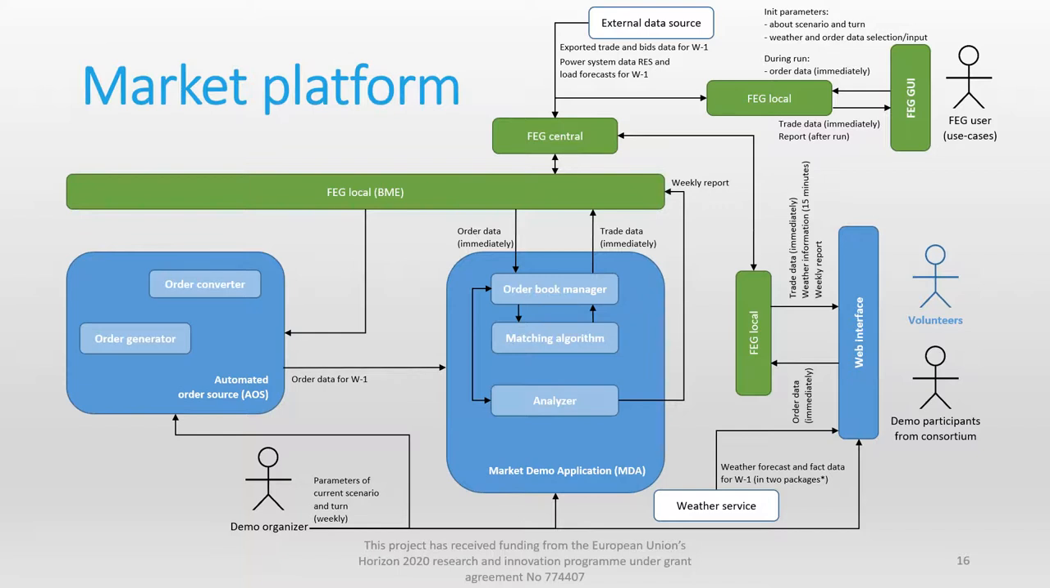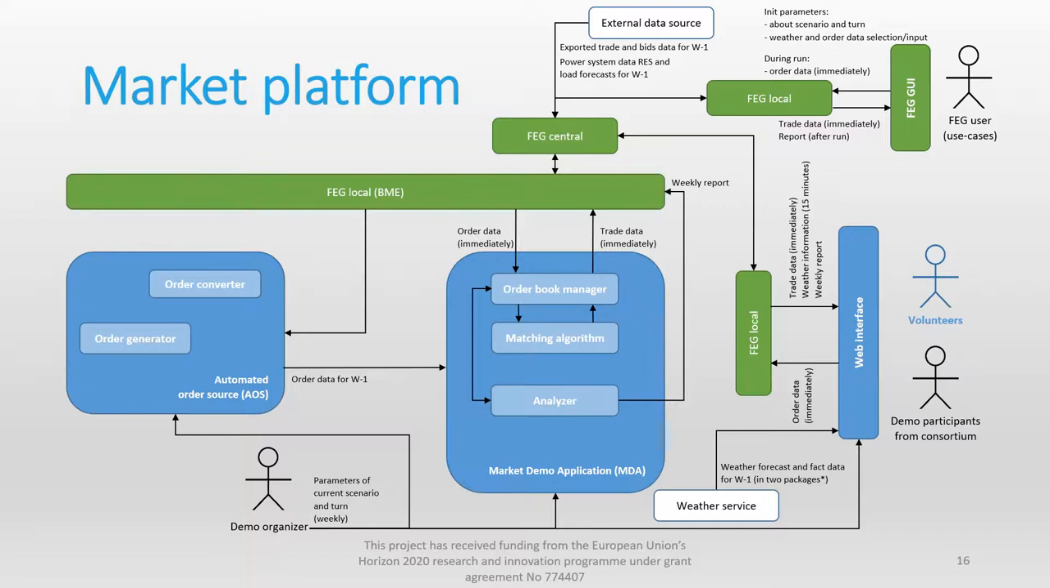Starting from the left, you can see the first block, which is called the automated order source. And inside this box, you can see order conversion and order generation as two functionalities. The need for these elements in the whole architecture was that both the Cypriot and the Bulgarian market are less major than some of the Nordic and the Western European markets. And also the number of players on this market is limited.